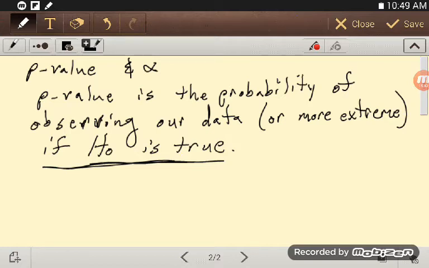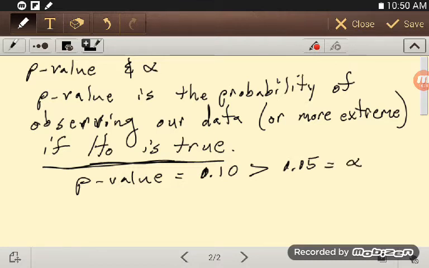And so that's why we compare the p-value to alpha, because alpha is our threshold, right? So p-value equals, say, 0.10, 10%, like I said. Well, that's bigger than 0.05 or 5%, which is our alpha, then we fail to reject H0.